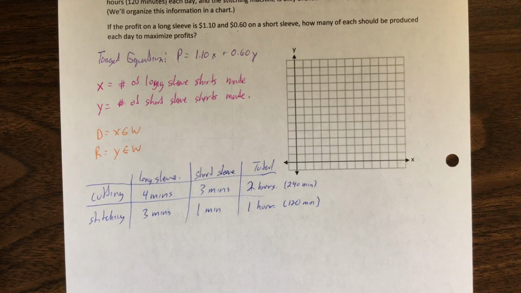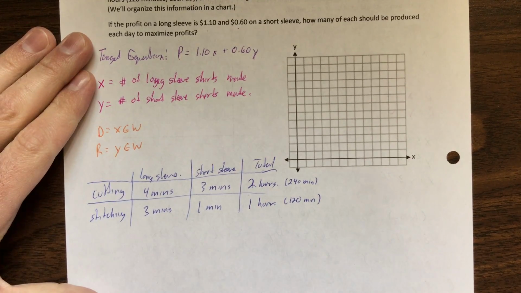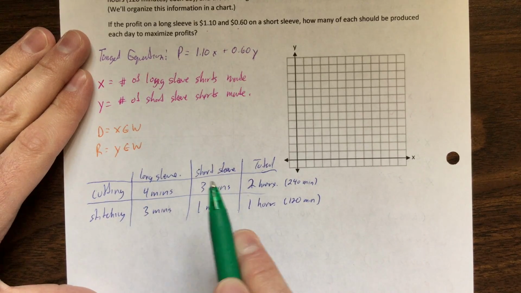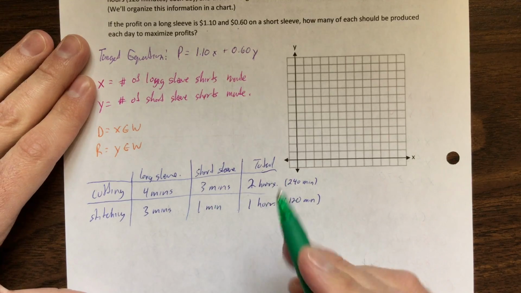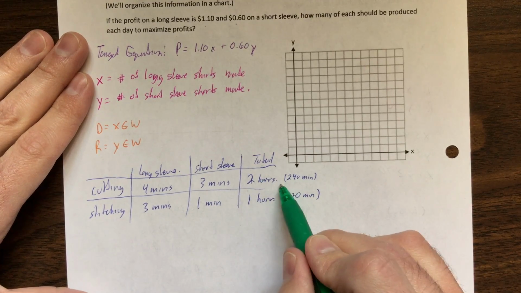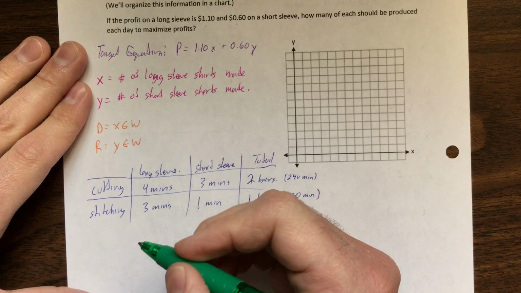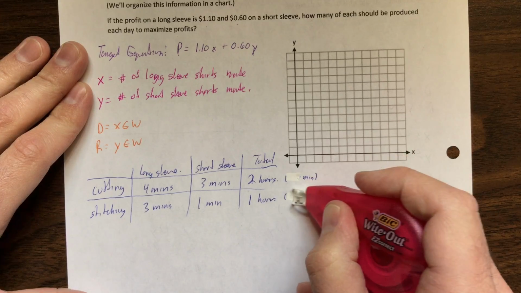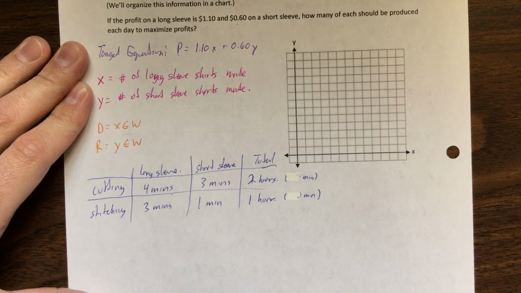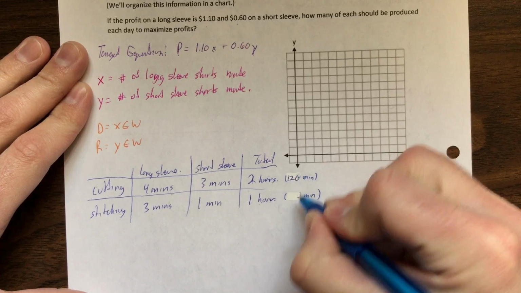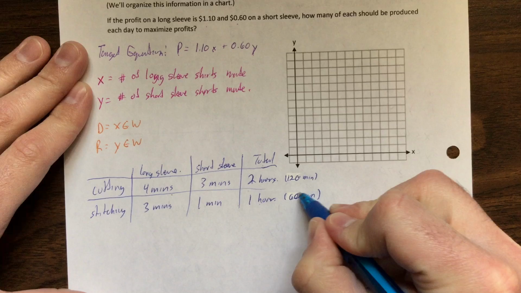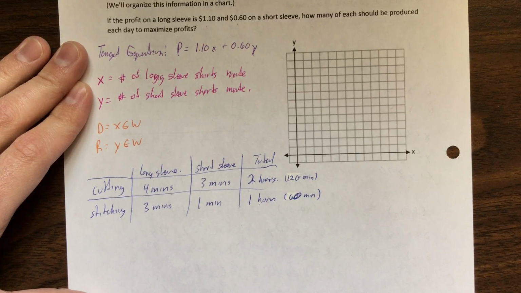All right, now how do we put these into our inequalities? Well, for the cutting, for every long sleeve we have, we're going to need to take up 4 minutes. For every short sleeve, it's going to be 3 minutes, and the maximum amount of time we have is 240. Oh, sorry, oh my goodness, a little mistake here. That's not 2 hours. That's 4 hours. Let's just quickly change that. 120, and that's 60. There we go. Okay, that's 60 minutes, and that's 120 minutes. That makes a little more sense.